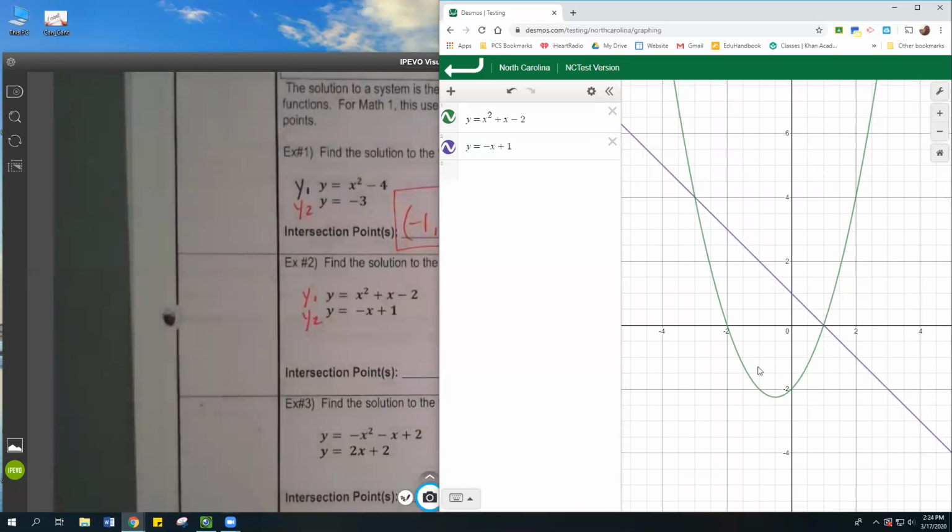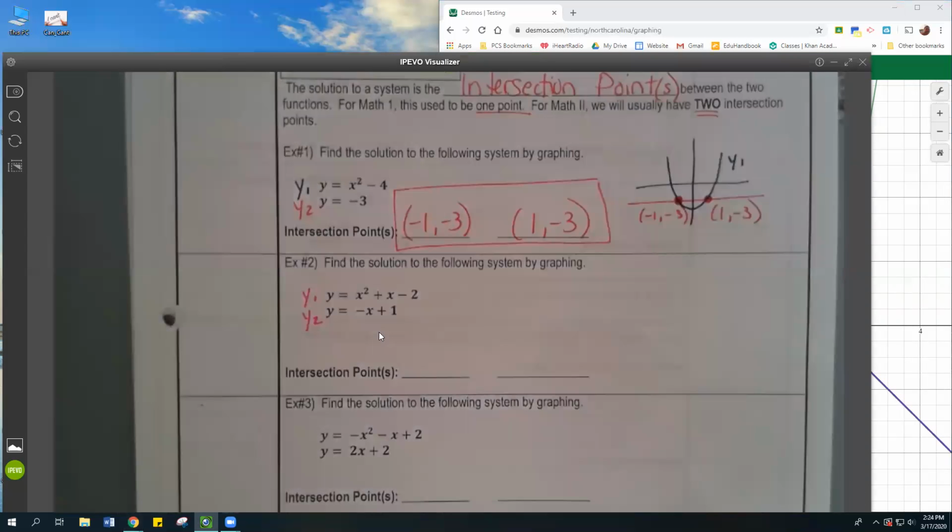So if I zoom out pretty far here, well, actually it's not pretty far if you look at my units, I can see that we are going to have two intersections for this graph. So that guy right there at -3, 4, and then here is another intersection point located at +1, 0.